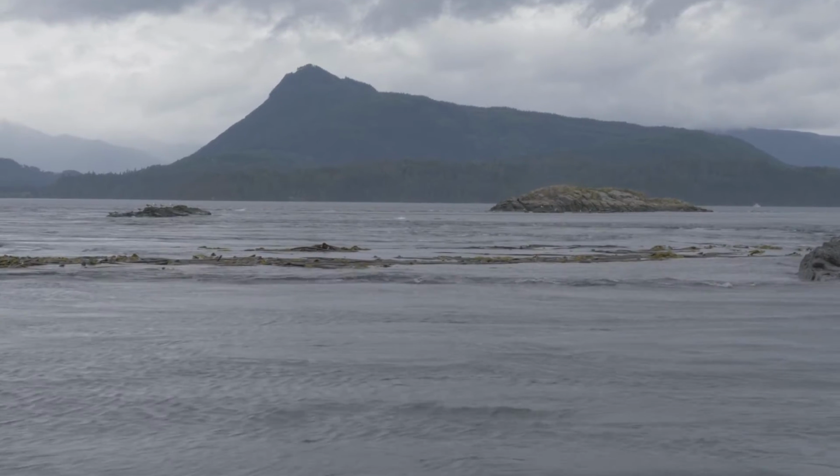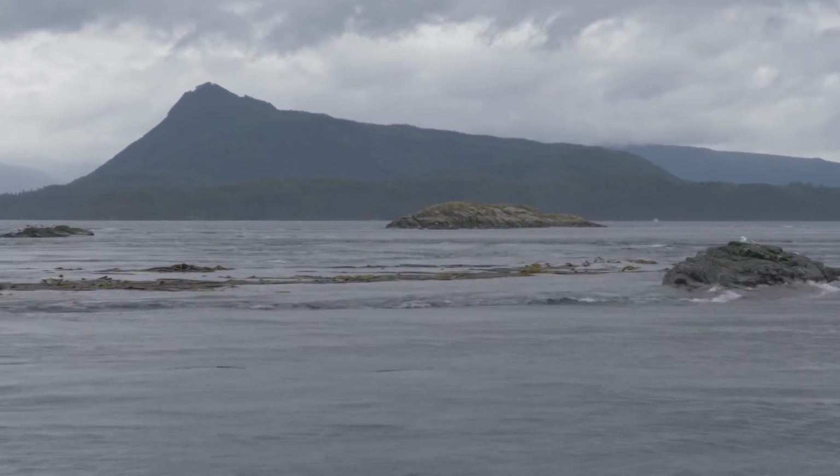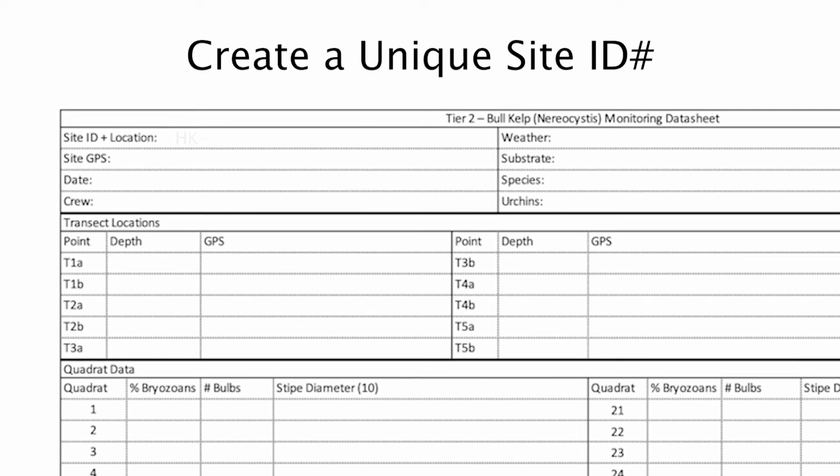Remember that each kelp bed will have its own unique ID number. An easy method to create a unique ID number is to start with an abbreviation of your nation or organization, then add the letter K, so we know it's a kelp survey, and a number for the kelp bed. Here's an example using the first kelp bed surveyed by the Heiltsuk Guardian crew, HK-K1.